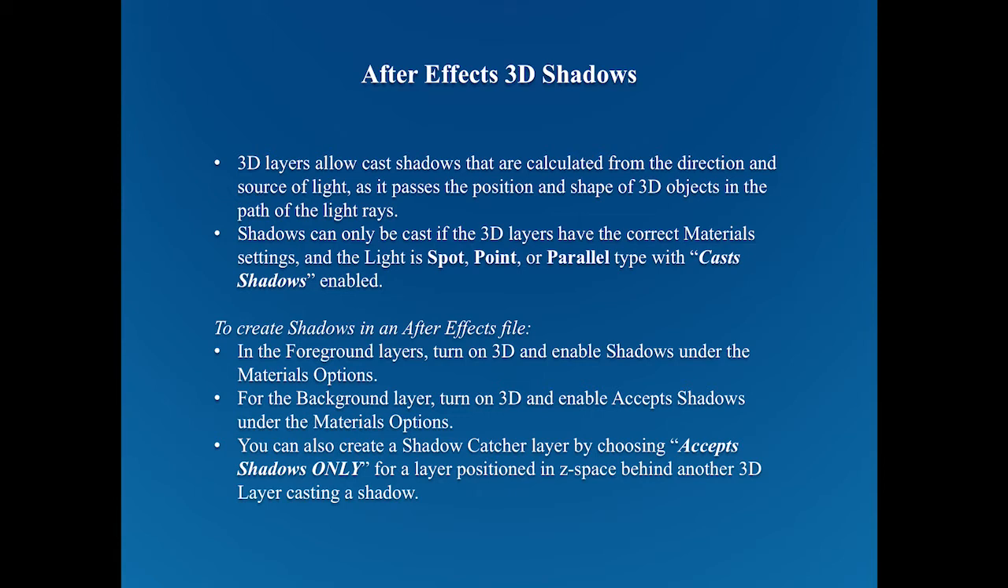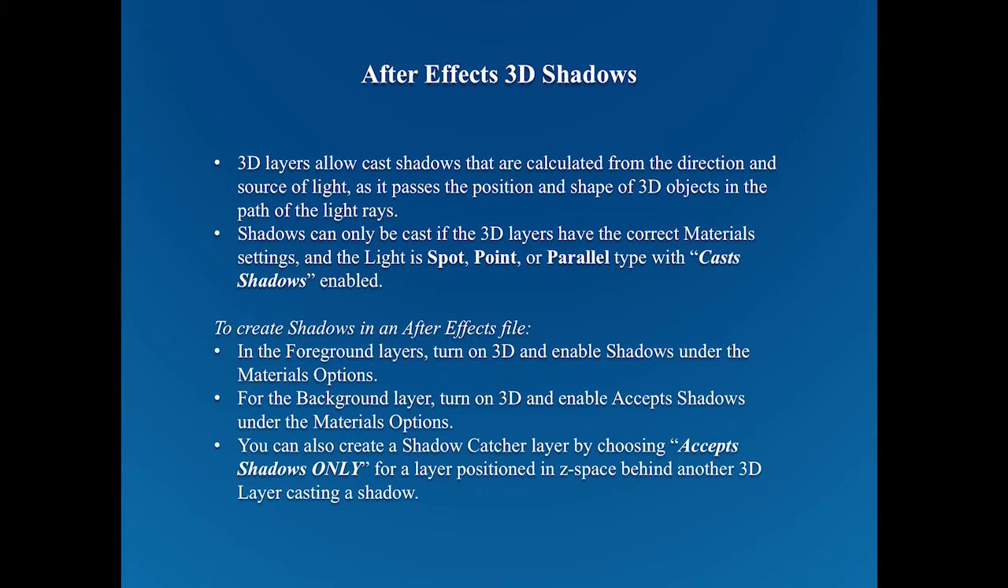So on the foreground layers, you want to make sure that you have 3D turned on and make sure that you have enabled shadows under the material options for that layer. For the background layer, check to see that you have 3D turned on and enable accept shadows under the material options. And then finally, you want to make sure you have a light that has the shadows enabled.